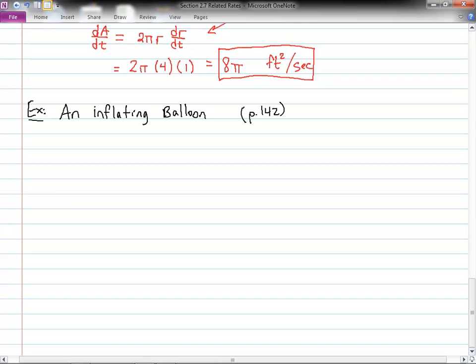of your text, and it says air is being pumped into a spherical balloon. They even got some pictures there for you. We know that it's being pumped in at a rate of 4.5 cubic feet per minute. We want to find the rate of change when the radius is 2 feet. So you've got your balloon.